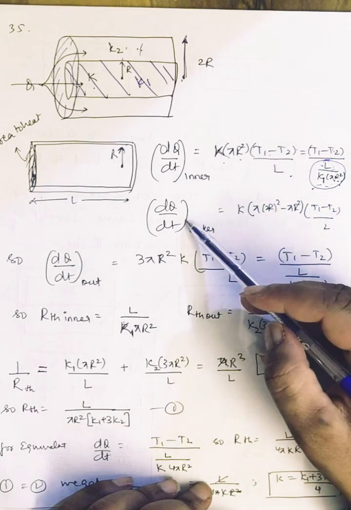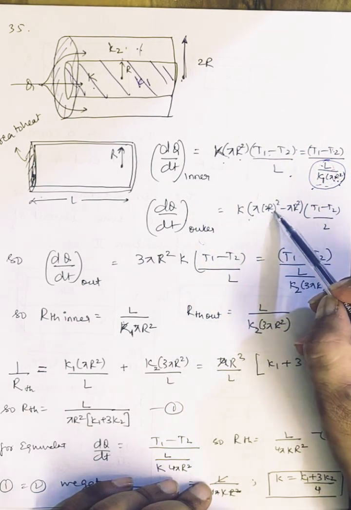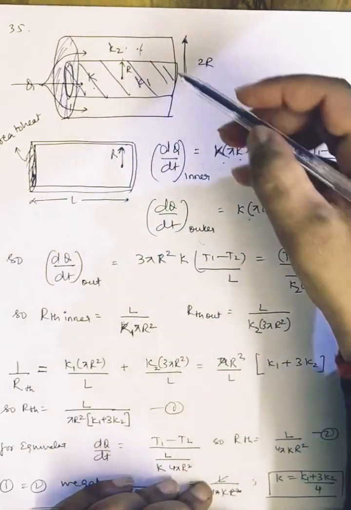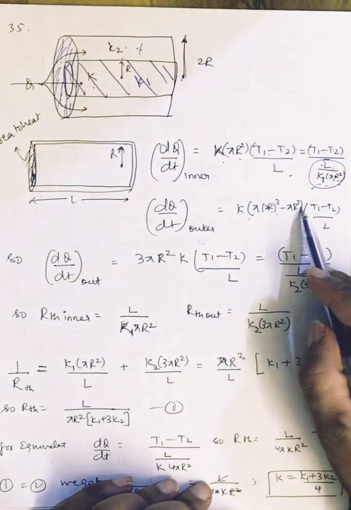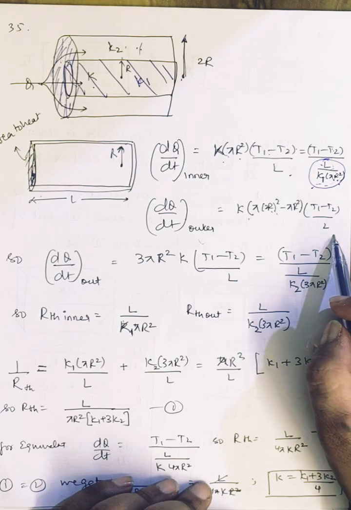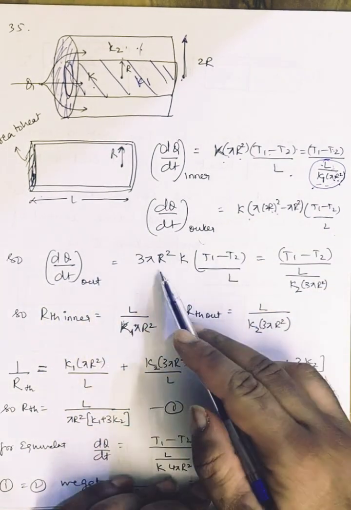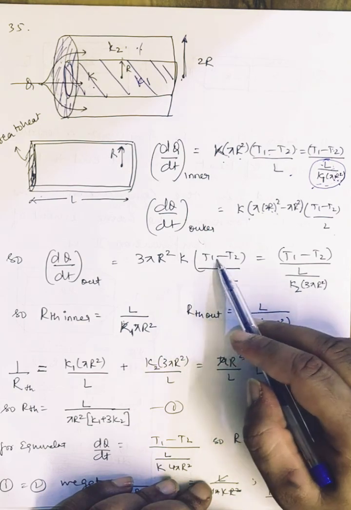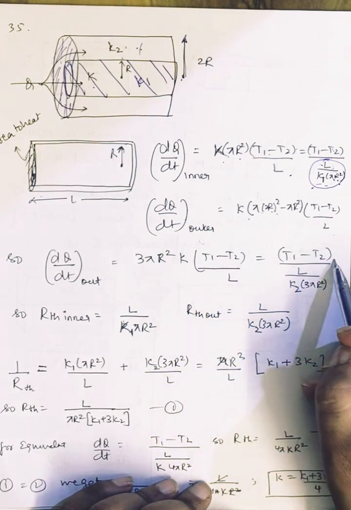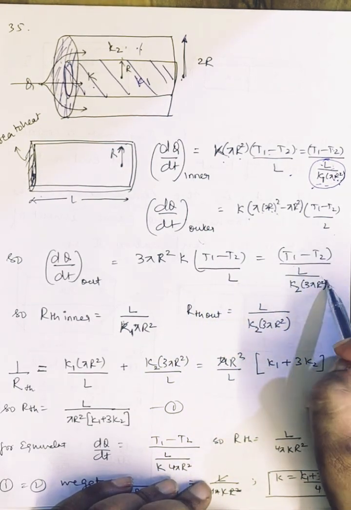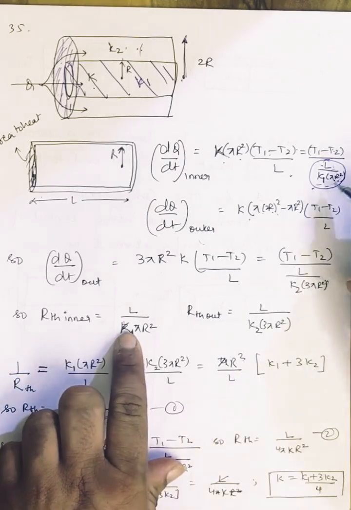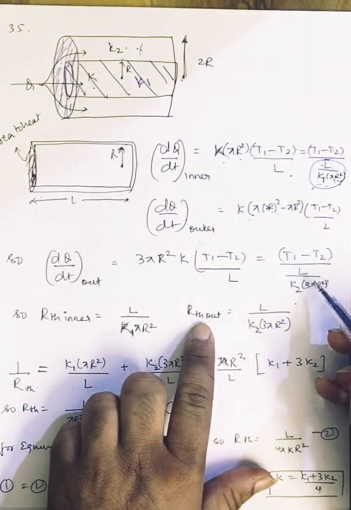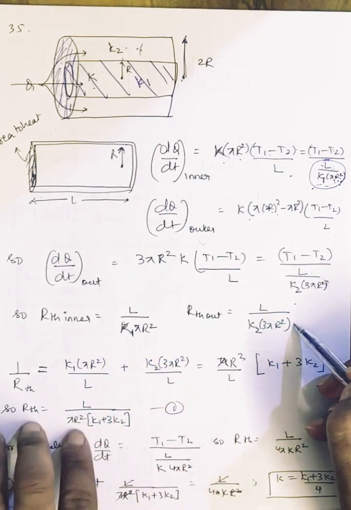Now for the outer, K pi 2R square minus, because outer is only this much, inner is a different material. So I have to calculate the area of the rim. I've written here area of the rim, T1 minus T2 divided by L. So dQ out is 3 pi r square. Can you see that? It is 4 minus 1, 3. 3 pi r square K, T1 minus T2 upon L, the same thing I've done here as well. Now, inner I've got L upon K1 pi r square, and the outer part I've got L upon K2 3 pi r square.